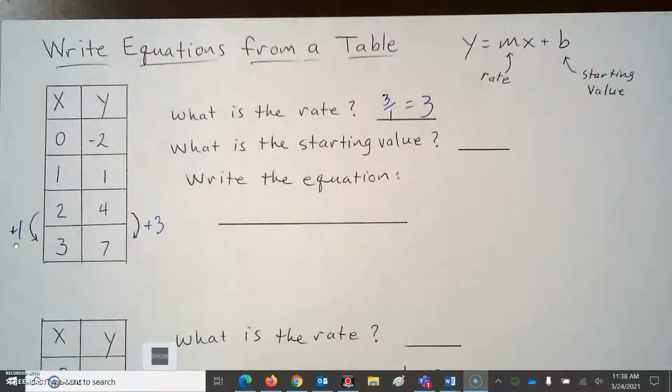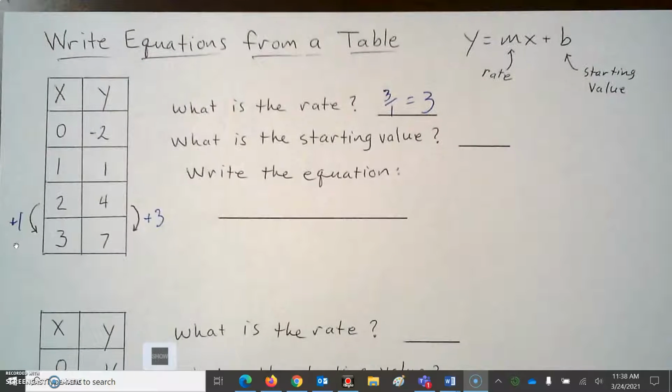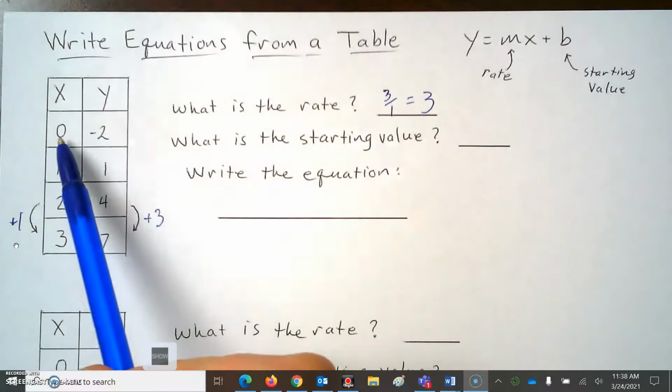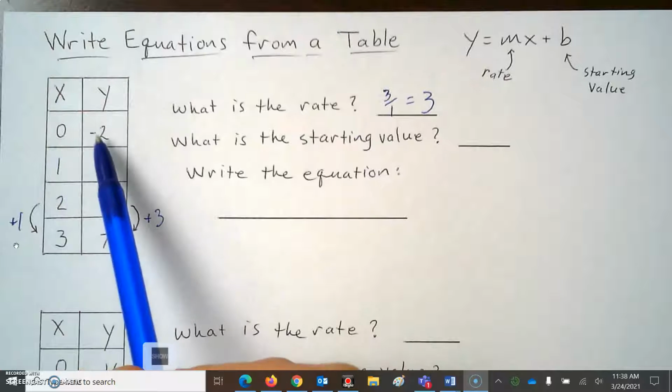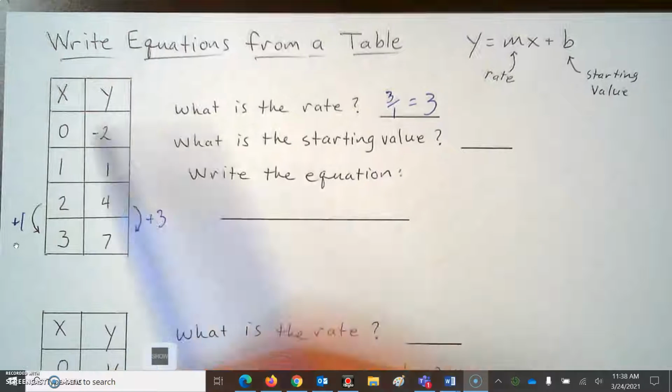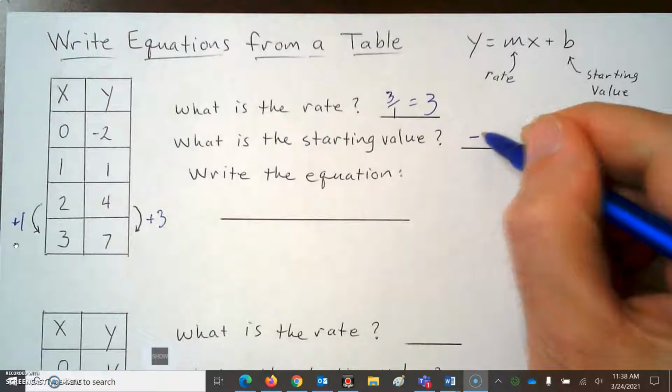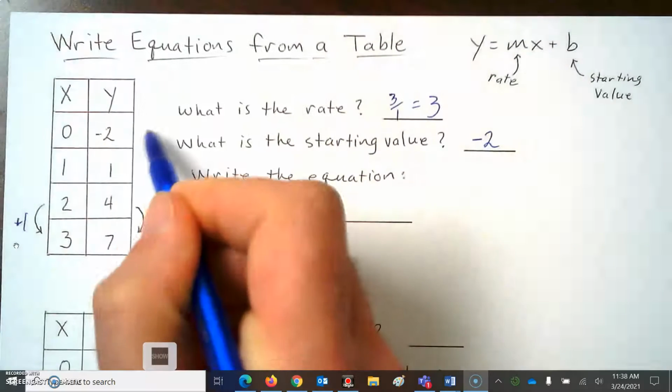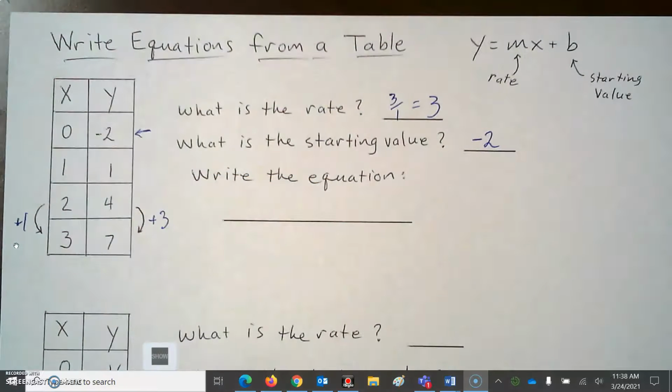Now the starting value, or the y-intercept, always has an x value of 0. If you think about graphing, if you don't go left or right to graph a point, and you start at the origin, you're on the y-axis. So the starting value is that -2 right there. Remember, you're looking for x to be 0.